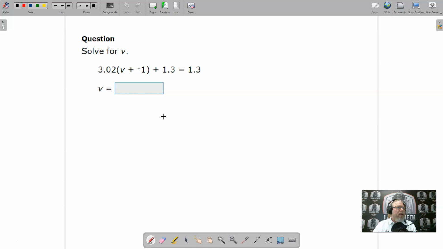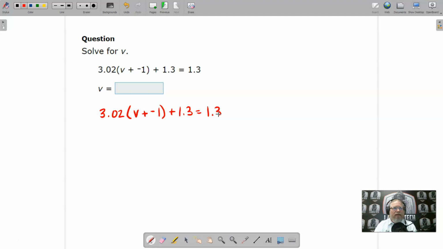Indeed, I do. So how might we want to, oh, I see something that would work really well on this. Right now I'm thinking, do I want to distribute this 3.02 in? And I could go ahead and try to divide it out, but I have this 1.3 sitting here as well over on the left side. So I'm thinking, well, no, I might want to go ahead and distribute that in. But then I notice, wait a second, over on the right I also have 1.3. So let's try this. Take 3.02 times the quantity of V plus negative 1 and plus 1.3 equals 1.3.